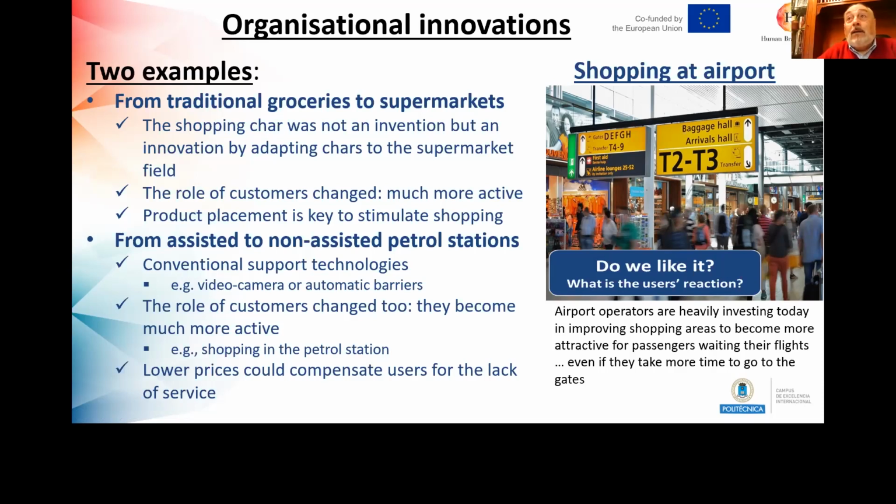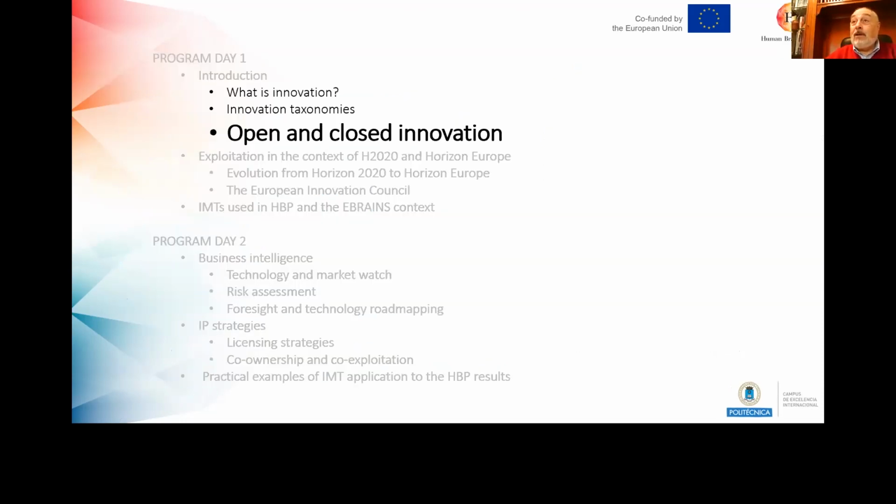And at the end, it's very interesting because in this case it was studied that the average time to reach your gate could be even higher, because you are not moving directly to the gate. You need to go through the shopping area, but that's very important for them. And they have reorganized the structure. In all cases, they are organizational innovations, because technology is not relevant here.